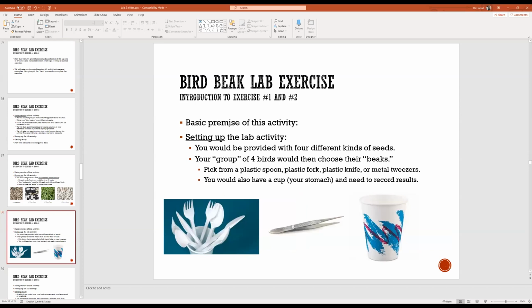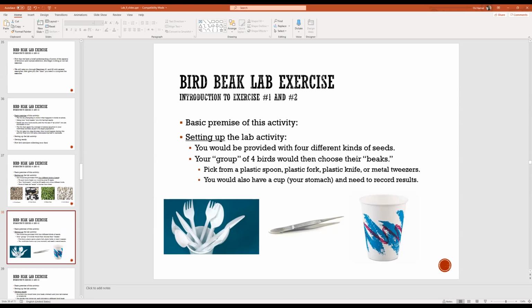And the way you will be simulating your bird beak is using a pair of either forks, a pair of spoons, a pair of knives, or forceps, so like these tweezers. And each person will get a different beak. Person number 1 will have a pair of forks, and that will be their bird beak. Person number 2 will have a pair of knives. Person number 3 would have the pair of spoons. And person number 4 would have the forceps, or these tweezer-like forceps, and that would be their bird beak.